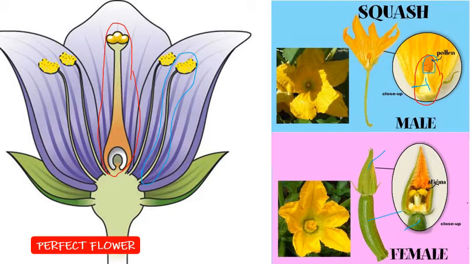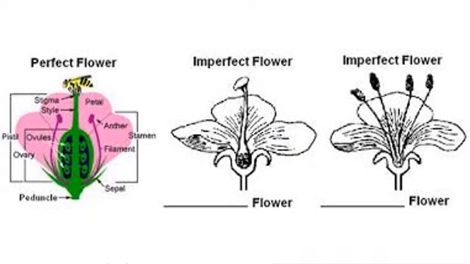Okay, so these flowers are considered imperfect flowers. Since we have two different flowers, one of them is a male flower, the second one is a female flower. So the female organ, the pistil, and the male organ, the stamen, aren't found in the same flower. They are found in two separate flowers.